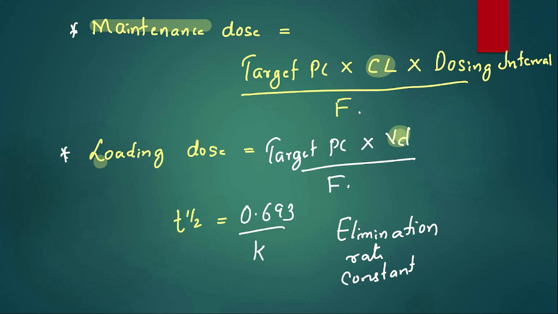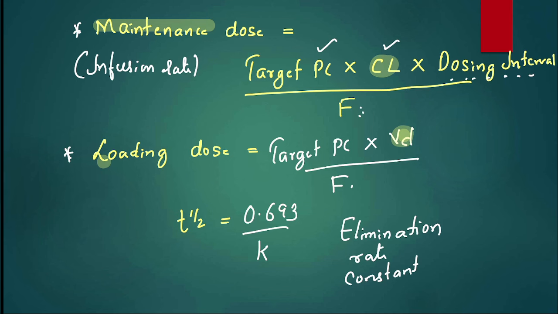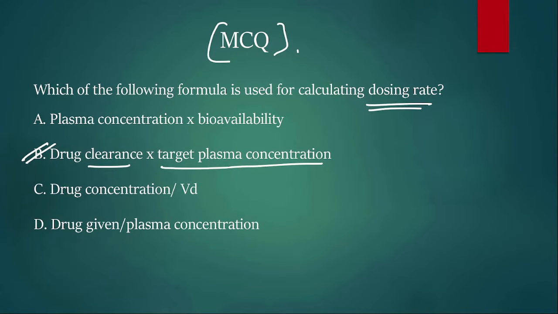So maintenance dose is the same as infusion rate. If you are infusing a drug, then it depends on target plasma concentration into clearance. Since it is infusion, dosing interval will not come into the picture. Since infusion is IV, F will not come into the picture. That's why infusion rate or dosing rate is given by clearance into plasma concentration. So what they are testing is the maintenance dose.